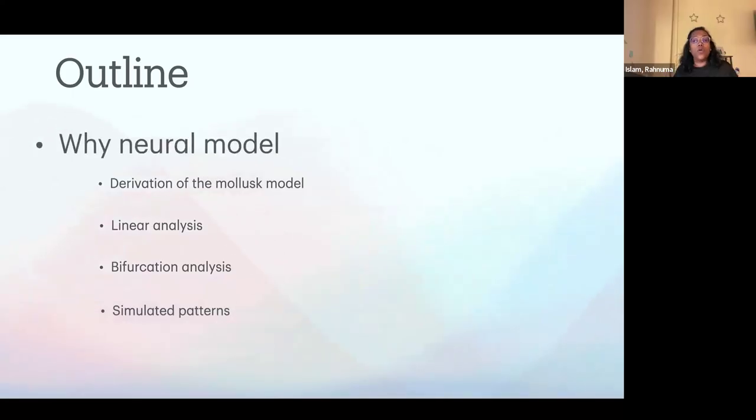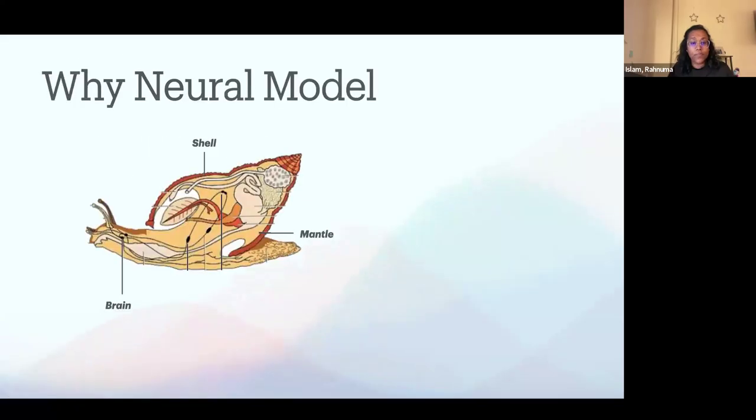The first question is: why a neural model? You can use a reaction diffusion model or a cellular automata model, which would also be able to generate those patterns. We take the neural model because pigmentation is not random. It is deeply tied to the nervous system of the mollusk. So this is more biologically sustainable using a neural model.